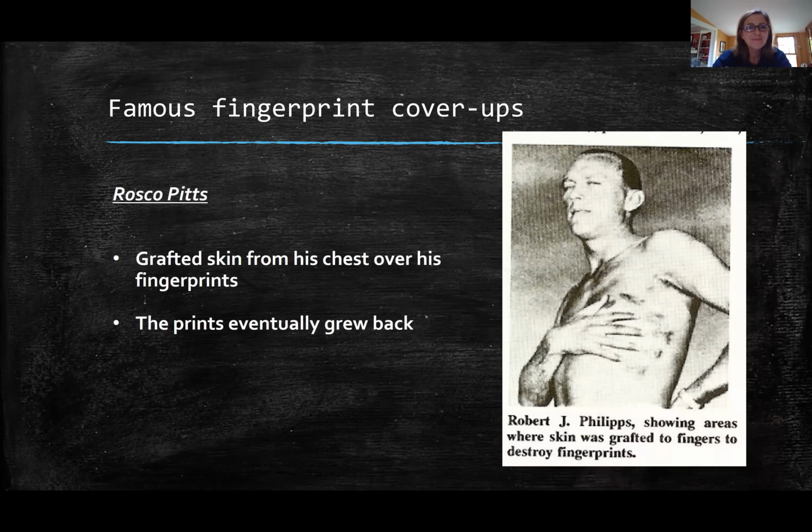This guy, this was crazy, Roscoe Pitts. He actually tried a skin graft, tried to graft skin from his chest over his fingers. So they cut all of his fingertips off, not like the whole finger, but they cut where the fingerprint was, peeled that off. And then they tried to do a skin graft by having him hold his hand against chest skin that did not show any kind of a print.